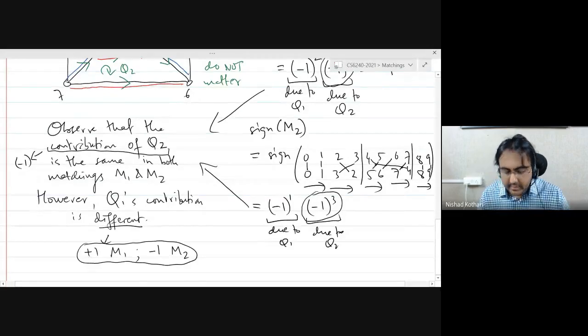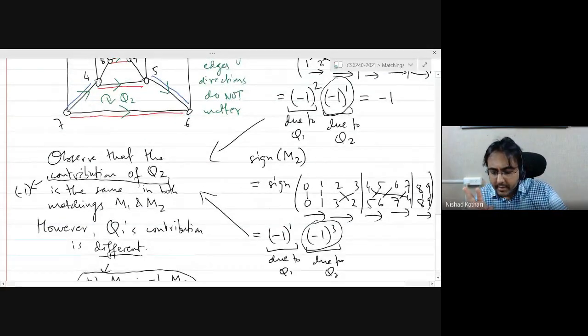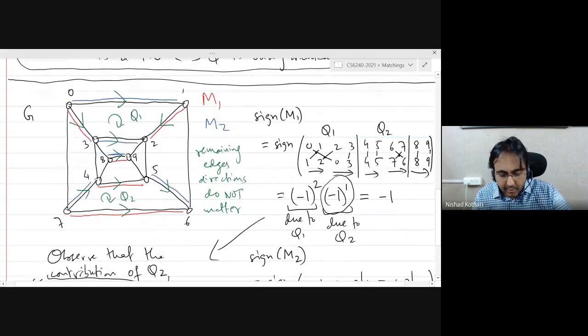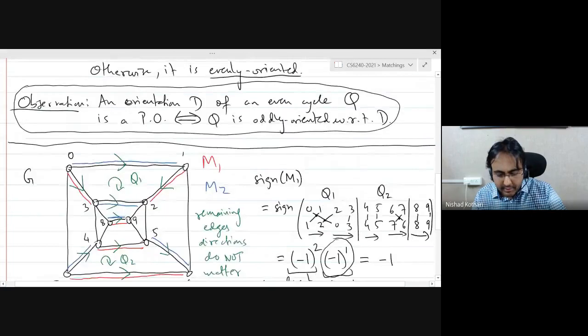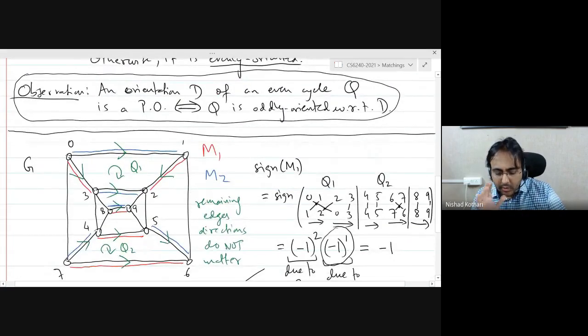So the reason the signs of these two perfect matchings are different is due to the cycle Q1. That is the one that is flipping signs, whereas Q2 is not flipping signs, right? So why is that happening? Can we go back to our two cycles Q1 and Q2 and look at our previous observation and figure out what's the difference between Q1 and Q2? Can one of you tell me what's the difference between Q1 and Q2? Why is one of them having the same contribution, whereas the other one is having a different contribution in both cases?